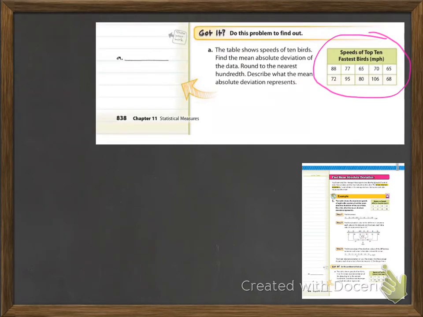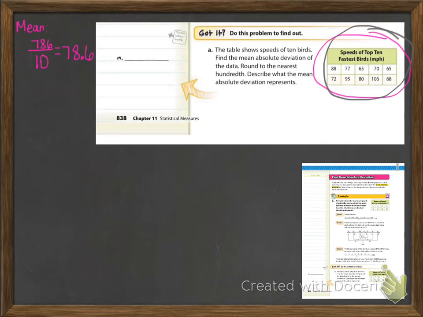So the first thing I did is I went ahead and added up all 10 numbers, and when I did that, I got 786, and I divided it by 10, getting 78.6. Now, the 78.6 is my mean for the speeds of the top 10 fastest birds. So now what I had to do is take my 78.6 and subtract it from each of the numbers that were inside my data table over here.